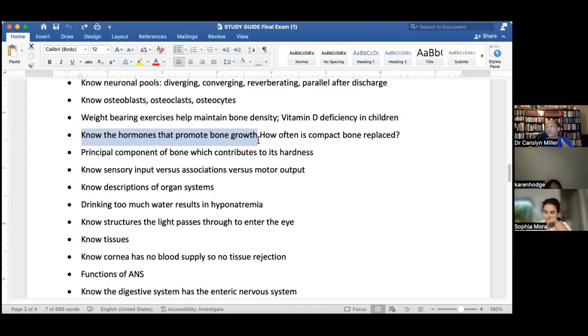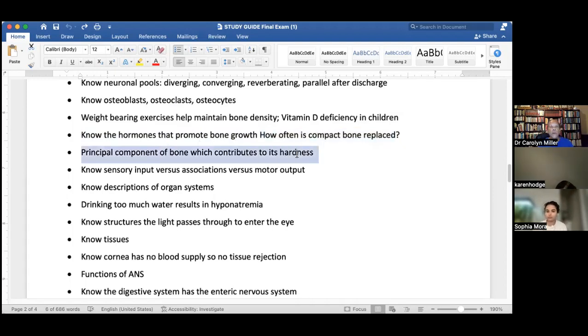But I just talked about a couple, the PTH and the calcitonin, but we also talk about when adolescents enter the growth spurt, then usually it's the sex hormones that also stimulate bone growth. So there's a lot that goes on, but the main one is growth hormone. How often is compact bone replaced? Every 10 years, which is why women, because we cease to produce estrogen, which again stimulates new bone cells. So every 10 years is how often compact bone is replaced.